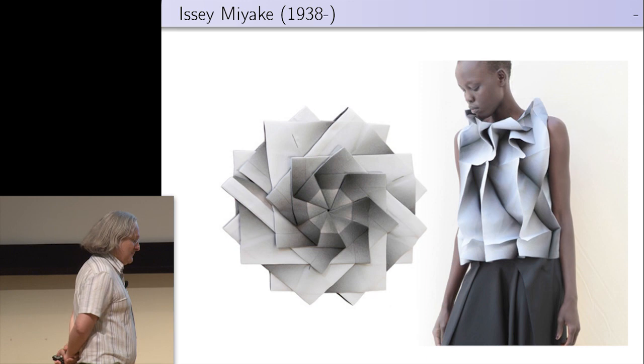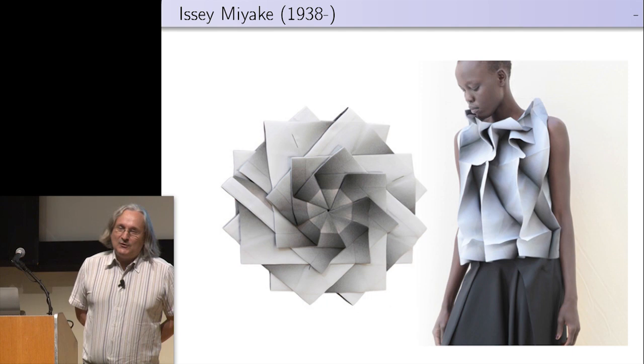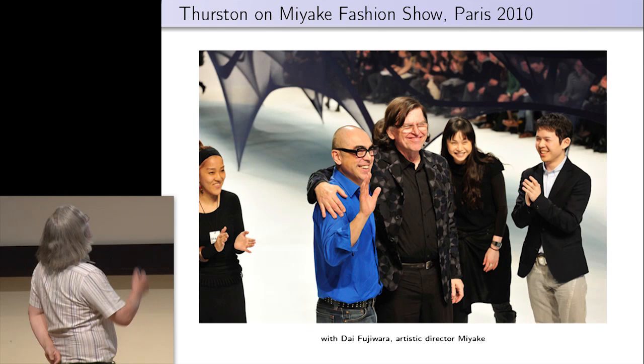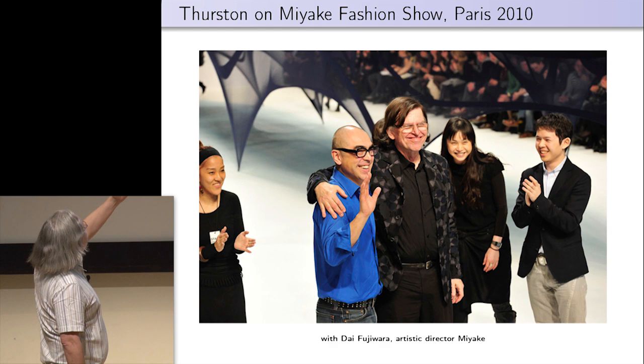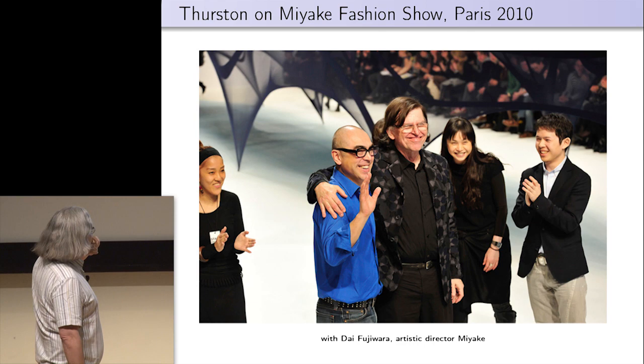The third character of my talk is much older. It's the famous Russian mathematician. Oh, I forgot to say that. This is the picture of Thurston at the Miyake fashion show in Paris 2010 with the artistic director Fujiwara. And here are some pictures of the fashion show in Paris.